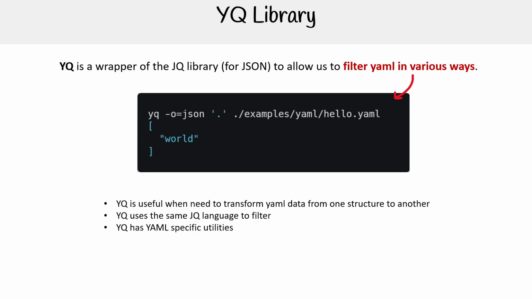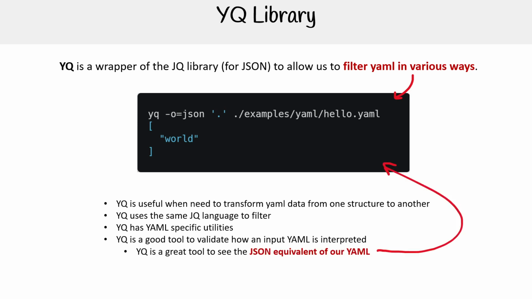yq has YAML-specific utilities. It is a good tool to validate how an input YAML is interpreted. It is also a great tool to see the JSON equivalent of your YAML file. So you might have a YAML file and need to quickly convert it to JSON, and so this would be a tool that you could use.